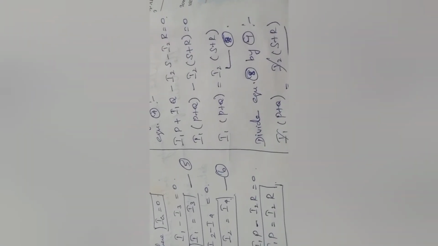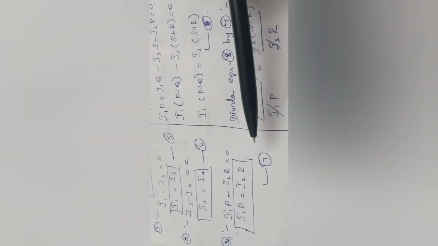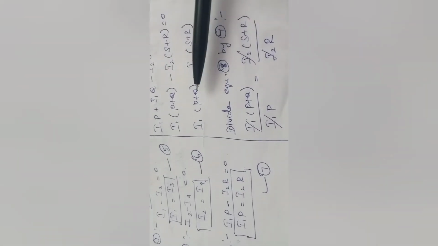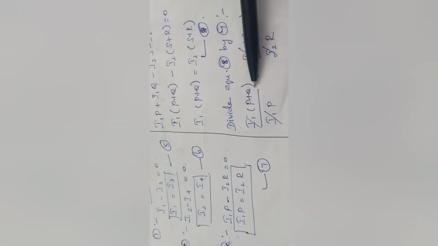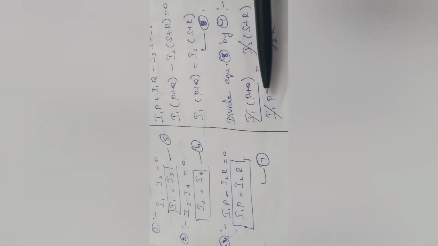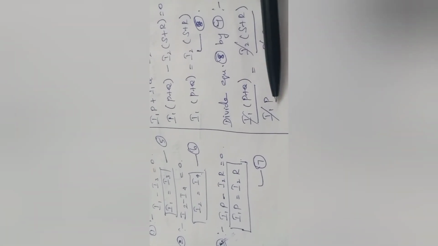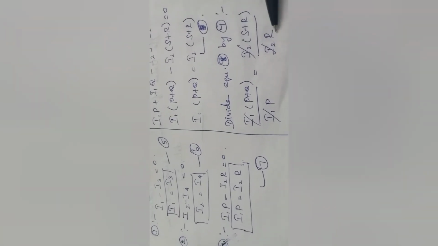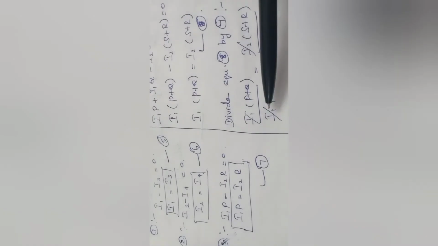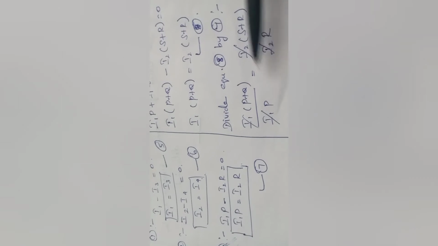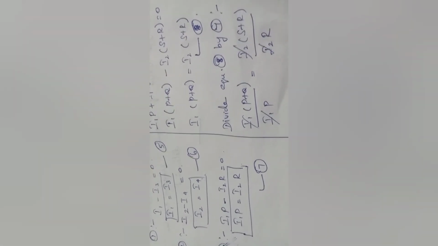Now divide equation number 8 by equation 7. In equation 8 we have I1 times P plus Q, and the value of equation 7 is I1P, so that is the denominator. I1 times P plus Q over I1P is equal to I2 times S plus R over I2R. So I1 cancels, I2 cancels. The final equation is P plus Q divided by P is equal to S plus R divided by R.